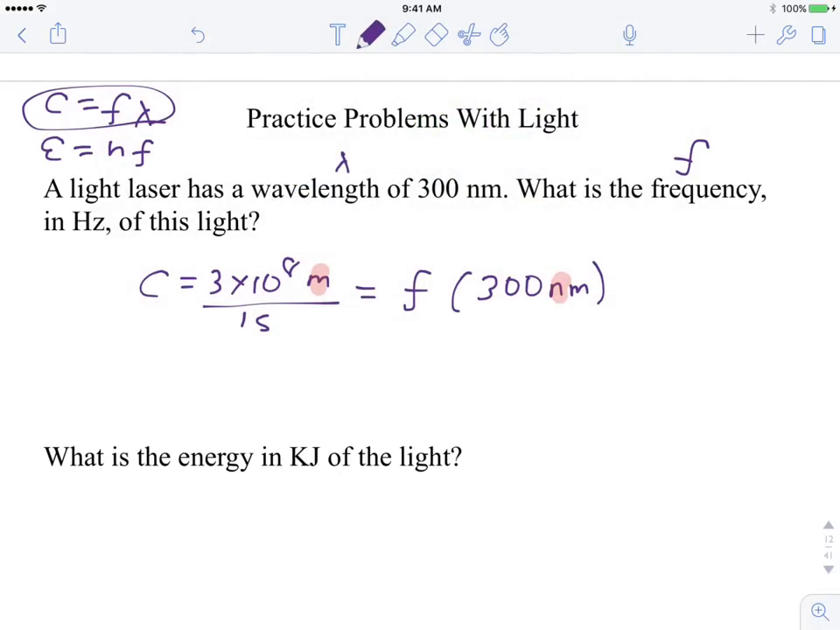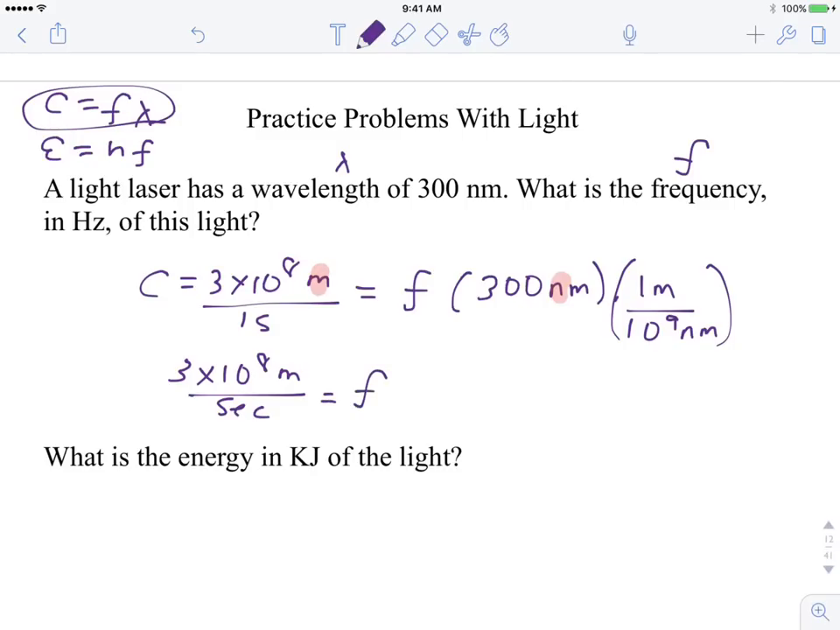So I can make this into meters pretty easily. For every 1 meter, there's 10 to the 9 nanometers. So if I have this in the right units, I have 3 times 10 to the 8 meters per second equals frequency times 3 times 10 to the negative 7 meters.